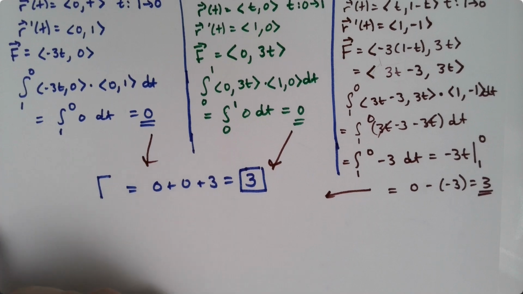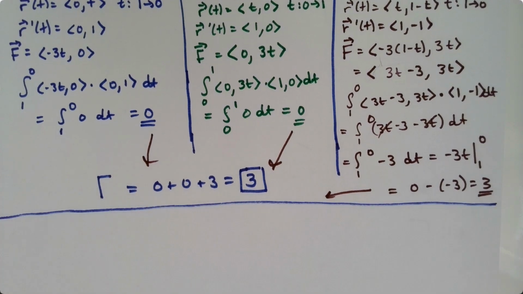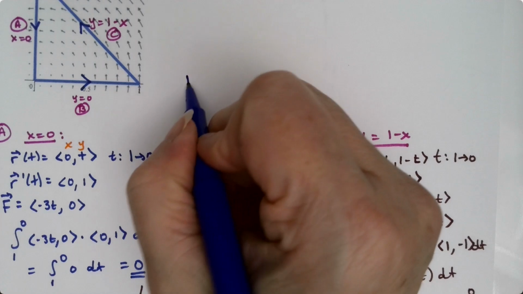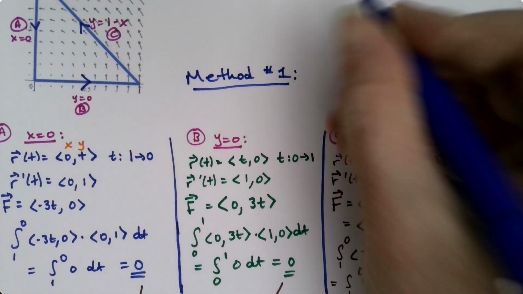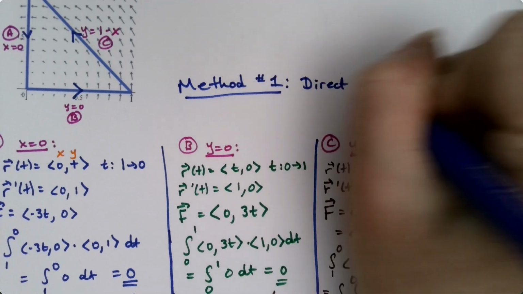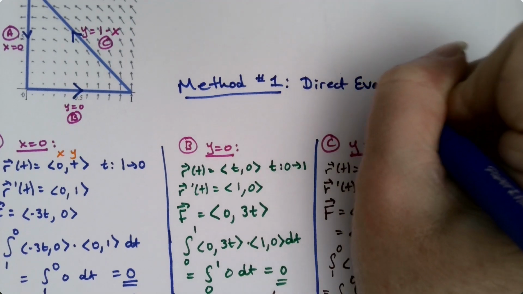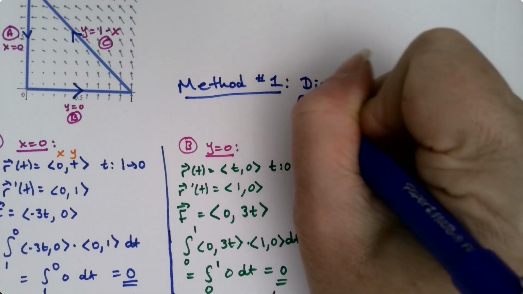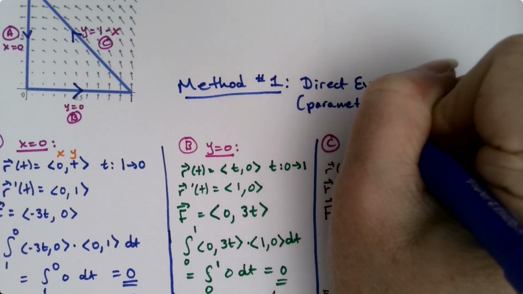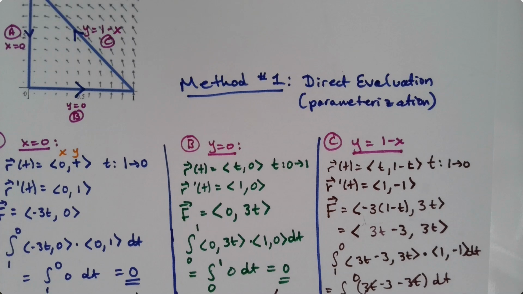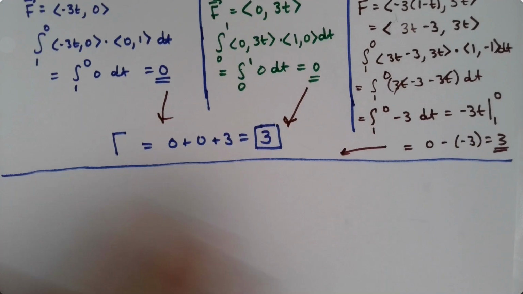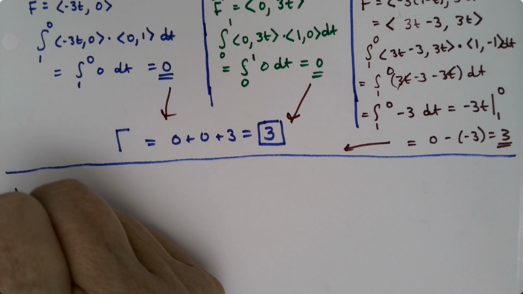All right, so let's use Green's theorem. I'll do it in green, all appropriate. So this was method 1. I should have actually mentioned that. So method 1, which is called direct evaluation or parameterization, is what we just did. The long, slogging road. All right, so now let's do Green's theorem. Okay, so Green's theorem, method 2.